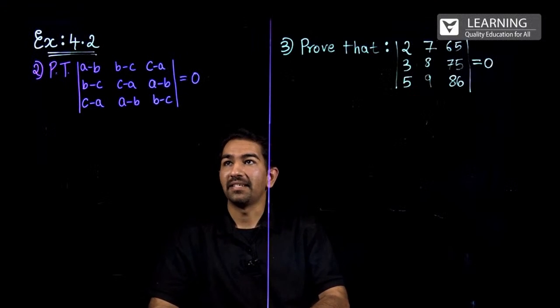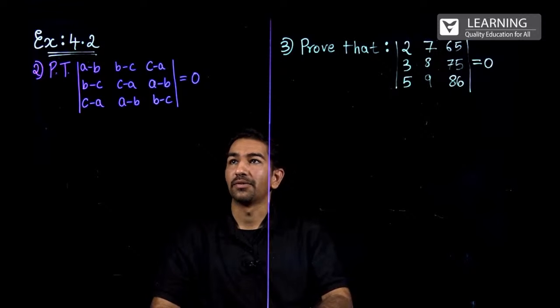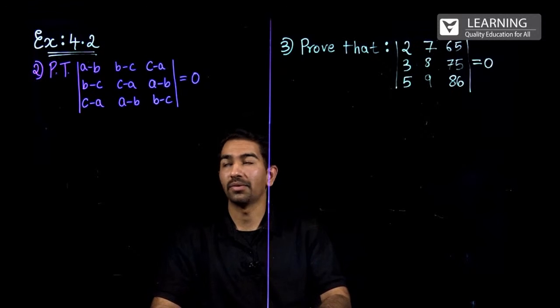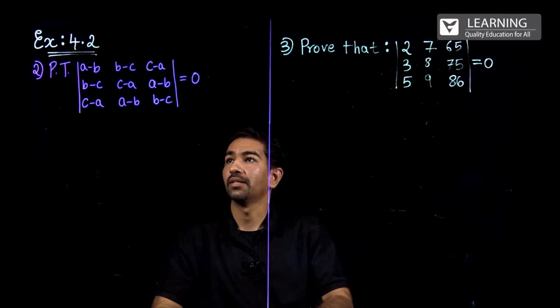Starting with the next exercise, solving the important questions here. So we have two questions, important questions from exercise 4.2. The very first one is: prove that a determinant of a 3 cross 3 matrix, which is given, is equal to 0.